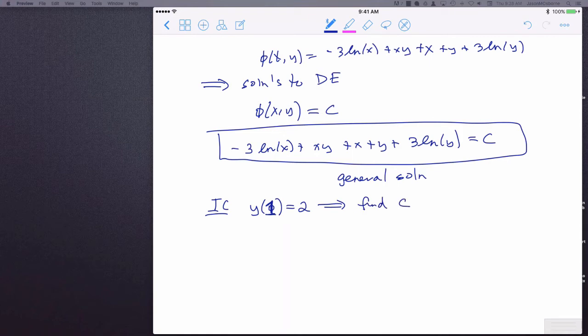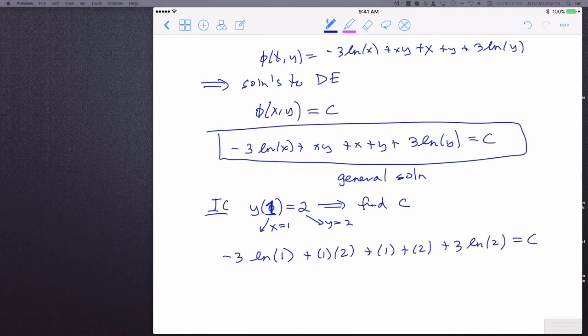Because x was equal to 1 and y is equal to 2, so minus 3 logarithm of 1 plus 1 times 2 plus 1 plus 2 plus 3 logarithm of 2 would be your constant. Logarithm of 1 is 0. So 2 plus 3, that'd be 5, plus 3 logarithm of 2 is equal to your constant. So this would be your specific number that would give you a specific solution to this initial condition problem.